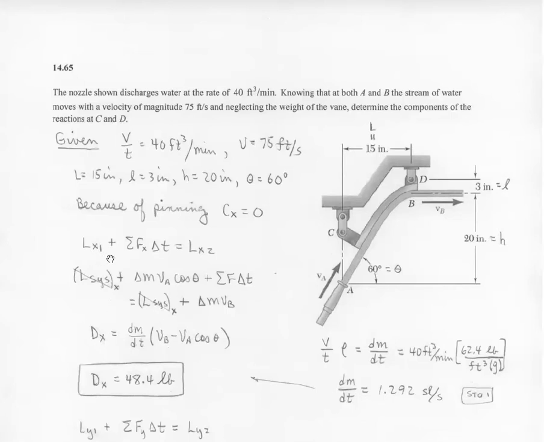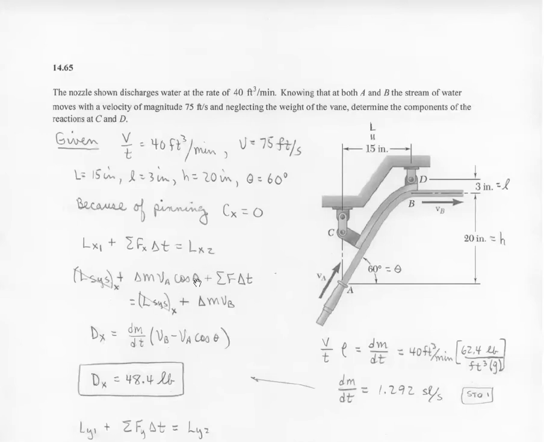First of all, we'll look at the linear momentum in the x direction, and we start off with the general expression L_x1 plus the sum of the force in the x times delta t is equal to L_x2. Now what is my L_x1? Well, it's the linear momentum in the x direction that you have for everything that's in the flow here, and then you're going to have a delta m of mass entering down here at a velocity v_A, and the x component of that delta m v_A is going to have a cosine theta associated with it, and then plus your summation of the forces in the x. So the force in the x times delta t then is equal to L_x2.